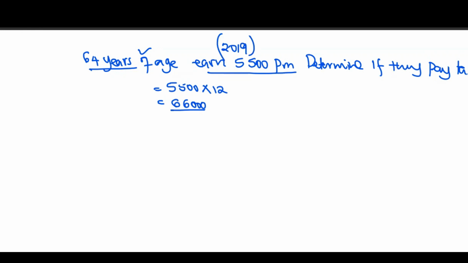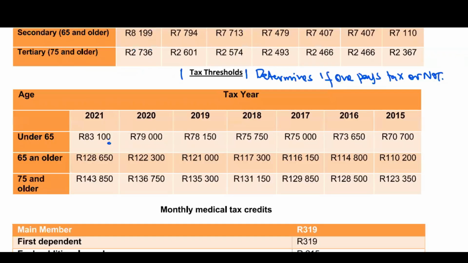So we shall come here. The person is 64 years of age. So when we come to the table, we shall see we are here, 64 years of age. So I'm here looking at that number, because the person got 66,000. So this number is below the threshold. The person does not pay tax.